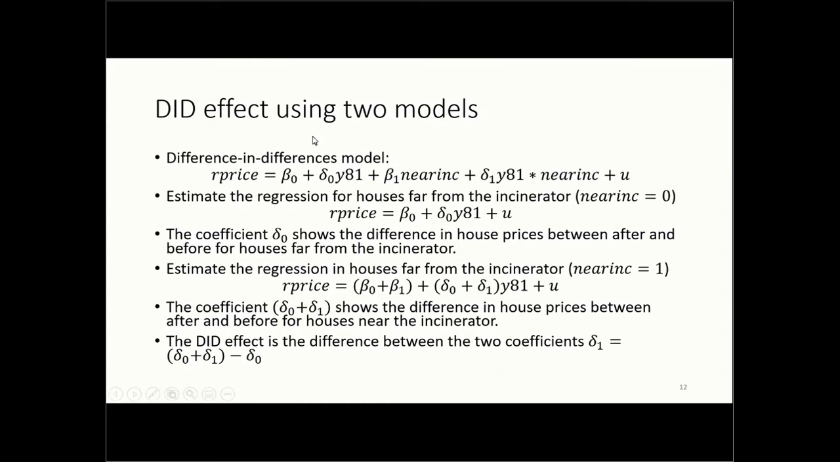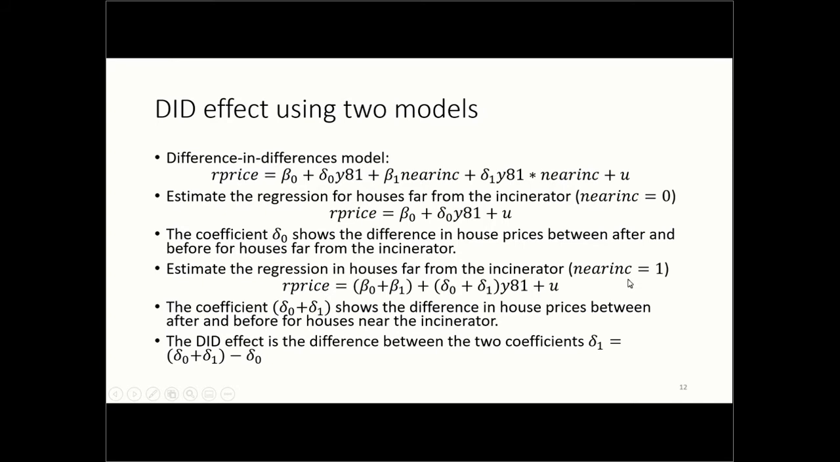So here is the same model, but instead of estimating the model from after and before, we would have far from the incinerator. So here near the incinerator would be equal to 0, and then we would have, oops, this is the houses that are near the incinerator. So here near the incinerator would be equal to 1.